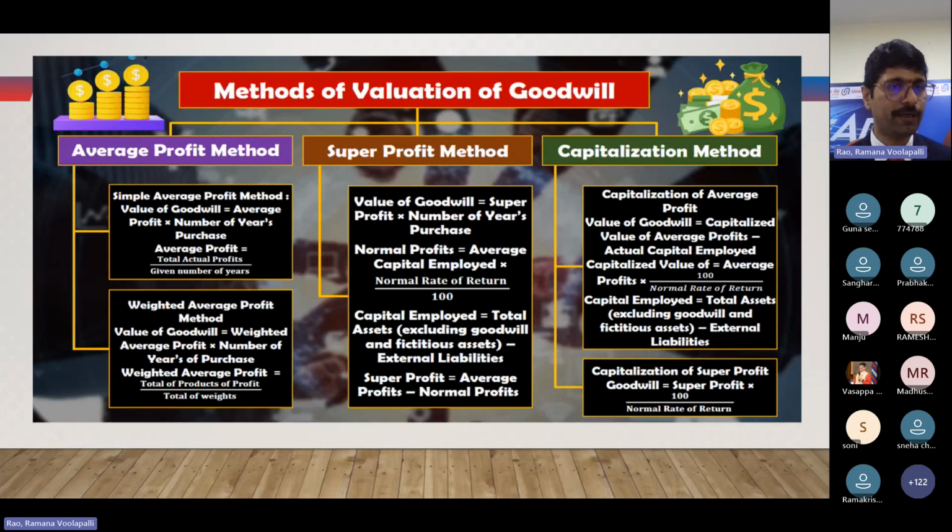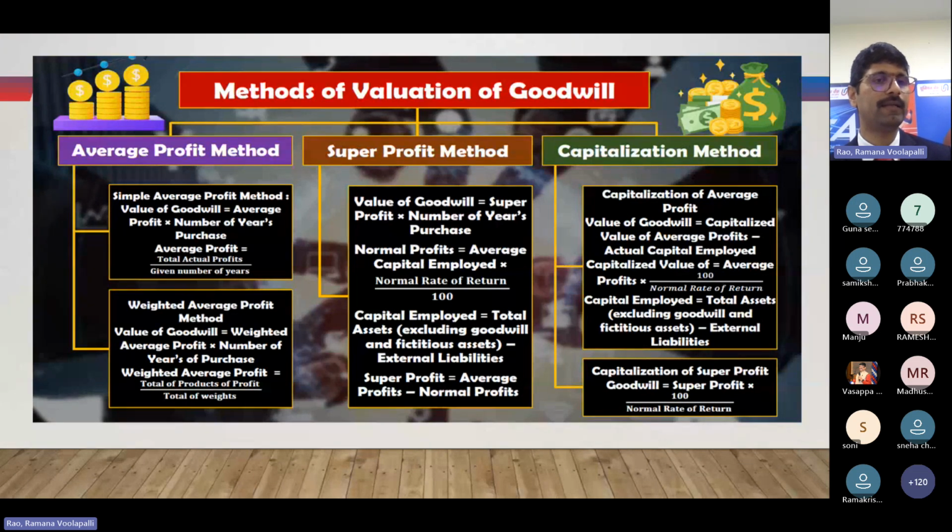So average profit method, how it is arrived at: simple average profit method, value of goodwill is equal to average profit into number of years of purchase. The formula for average profit is total actual profit by given number of years. That is the average profit.